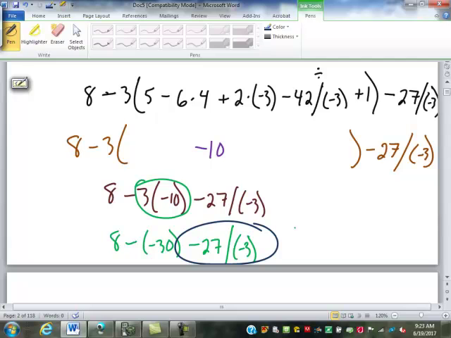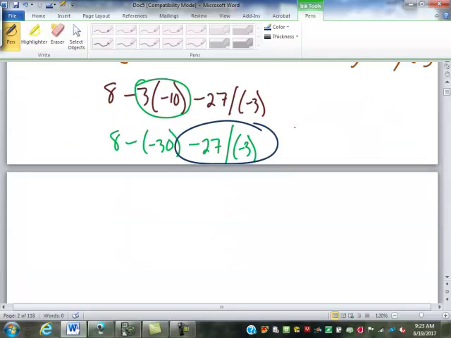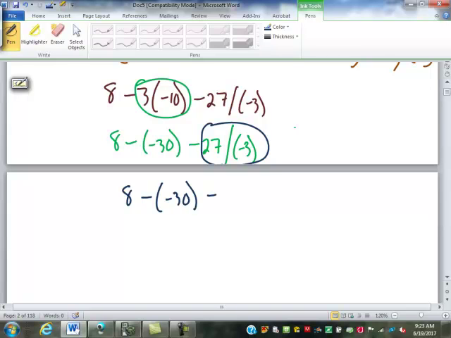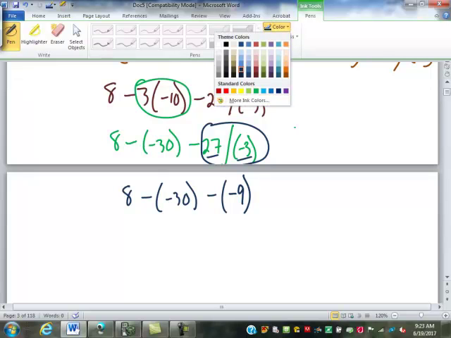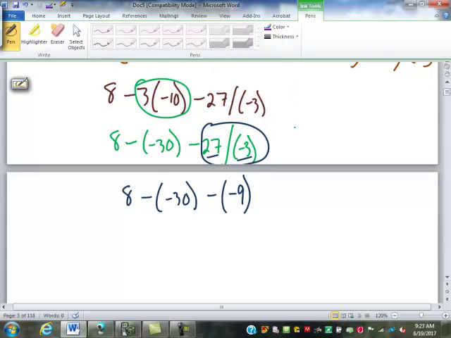Now we've got this division. I can do either a negative 27 divided by negative 3, or I can treat it as minus a positive 27 divided by negative 3. I'm going to treat that as minus, what is 27 divided by negative 3? Negative 9. And because it's negative, I once again have to have the parentheses around it. What's next?